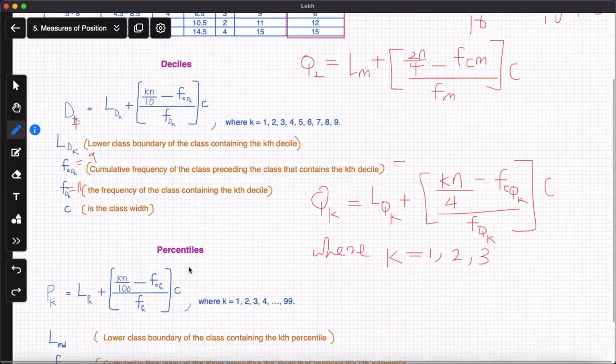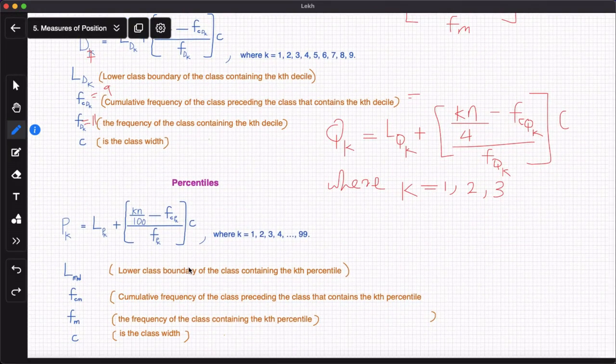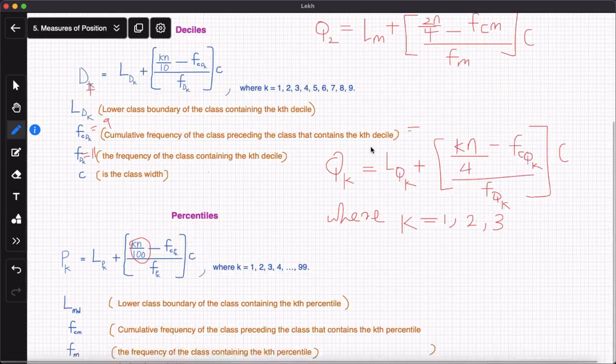So you can do that for your percentile also using a similar pattern. All you need to do is say K multiplied by N divided by 100, and you use that to determine the class that your percentile is in.